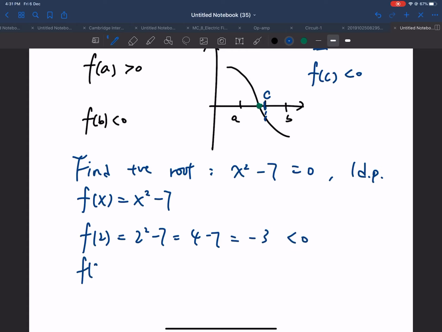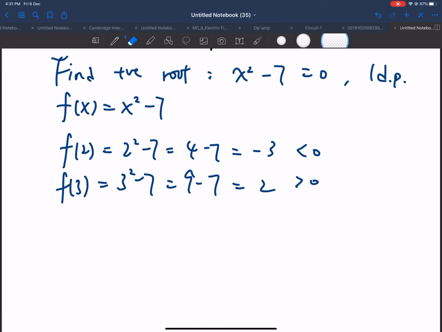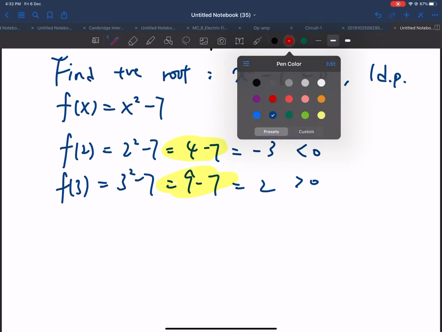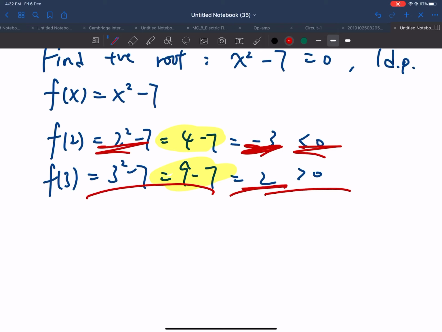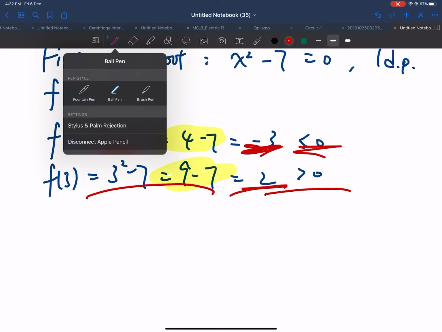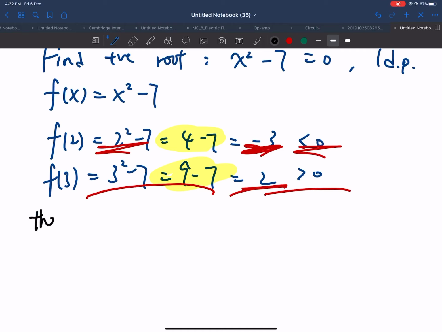Now in the following steps, you can ignore this part, but you must write the rest, at least this one. You can only ignore the parts that are highlighted. And then you should say that there is a solution in this region, between 2 and 3.